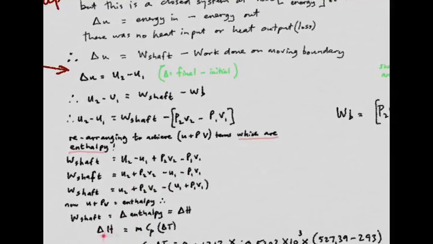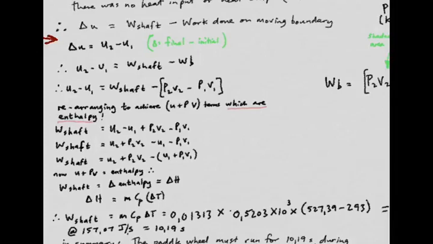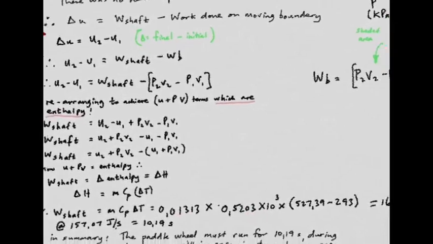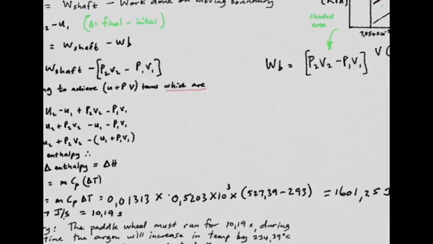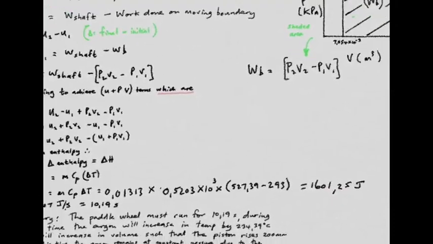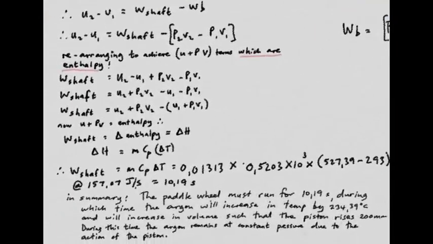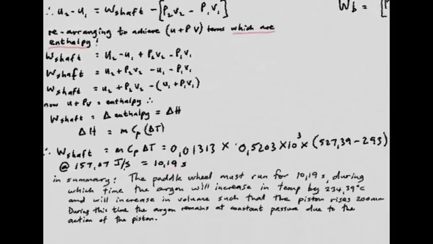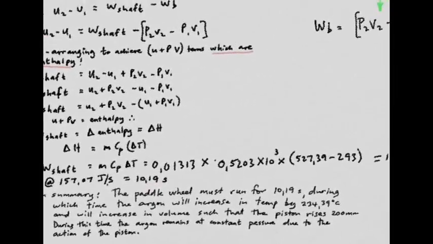And the good news is we know that change in enthalpy is m Cp delta T, not CV, Cp delta T. Now the rest is easy because Cp was given. So there's the mass, we already know that. Cp we know. And there's our delta T. And miraculously we are at the same value of joules, 1601.25 joules, at the rate of 157 per second. It's going to take that same 10.19 seconds to achieve the goal.